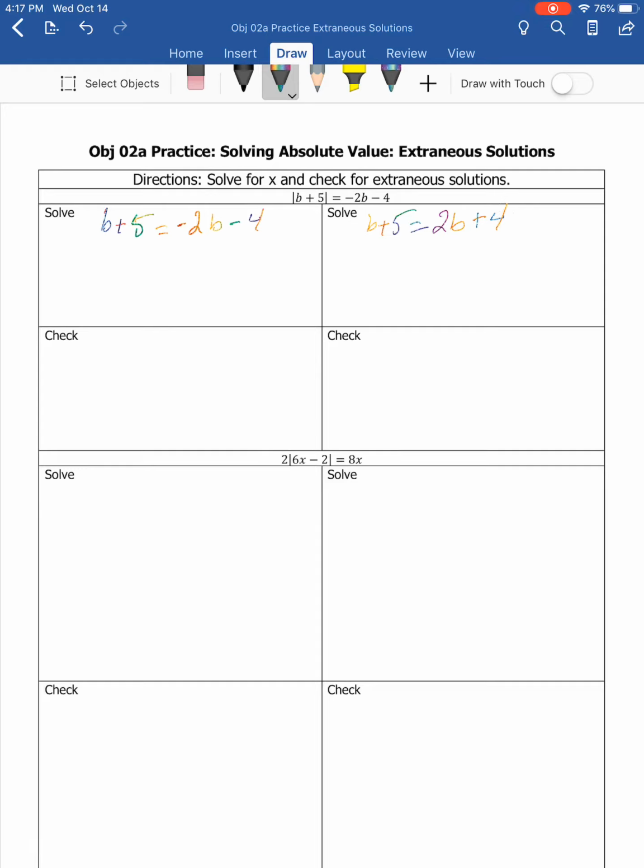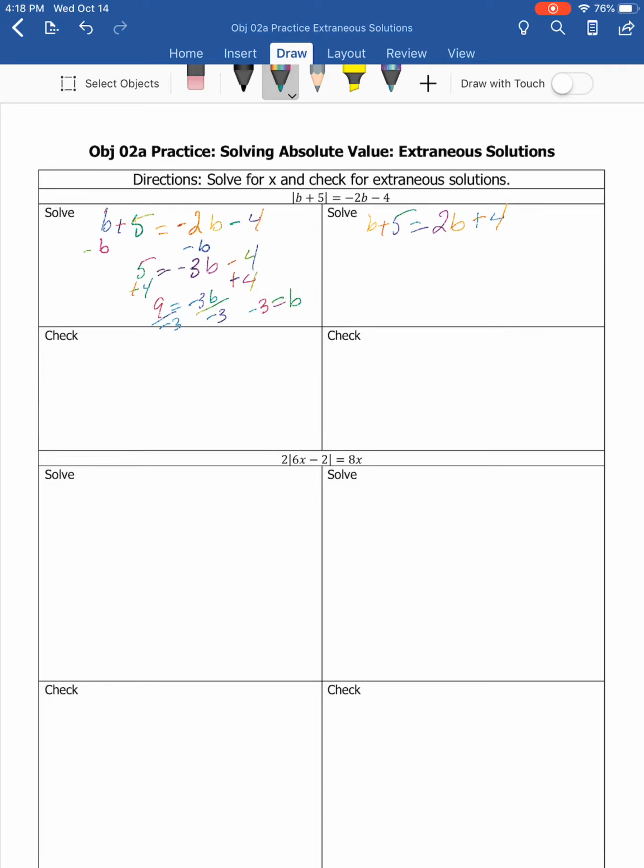And I go through and solve each of those. So this is minus b. 5 is equal to negative 3b minus 4. I add 4 to each side. 9 is equal to negative 3b. Divide by negative 3, divide by negative 3. And I have negative 3 is equal to b.